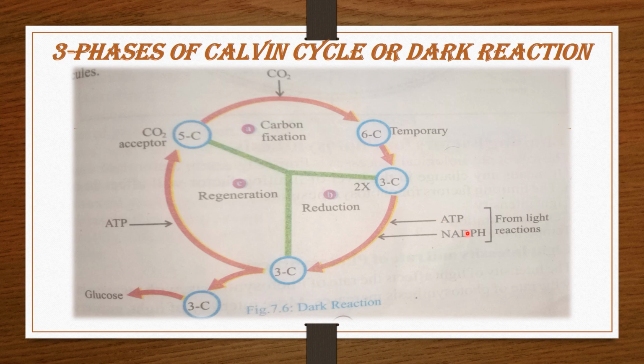ATP and NADPH from the light reactions come here in the dark reaction, as I said, and then reduction occurs. Why does reduction occur? Because these two three carbon compounds are reduced into one three carbon compound, which is released, and glucose is formed, and regeneration occurs. Another ATP is used here to again make the original five carbon compound, which is the carbon dioxide acceptor, the CO2 acceptor. We will discuss it ahead.